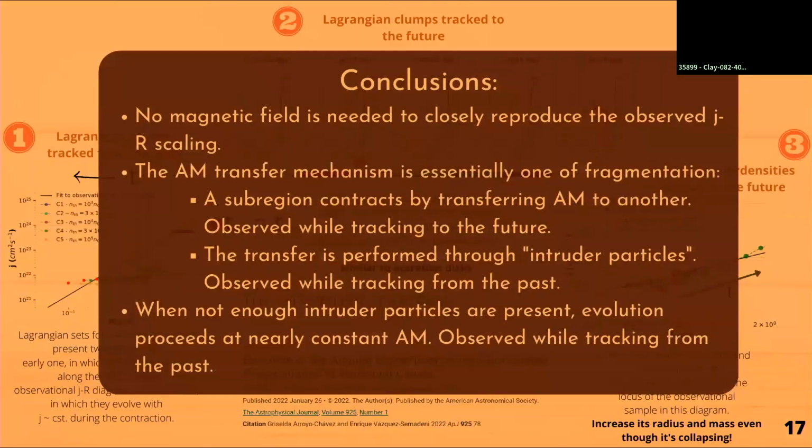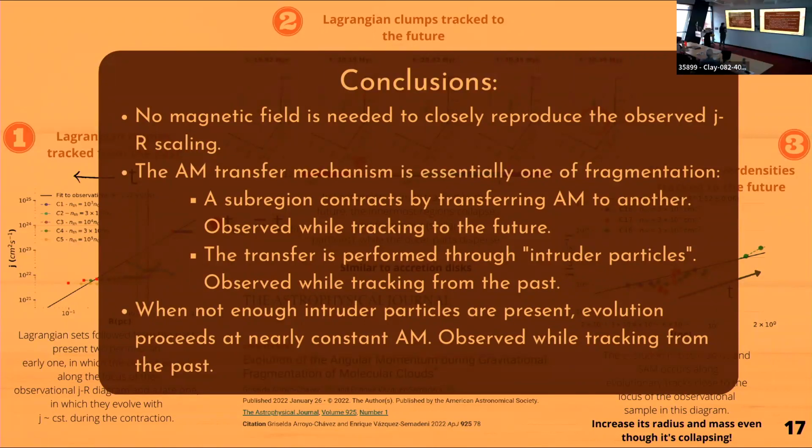And the conclusion of our previous work is that it seems the magnetic field is not needed to reproduce the observed J-R relation, or the J-R scaling. And the big one is that the angular momentum transfer mechanism is essentially one of fragmentation. So we see how a complete giant molecular cloud is not collapsing in a monolithic way, it is fragmented. So the fragments just have a small fraction of the total angular momentum. If you think in this way, there is no angular momentum problem.